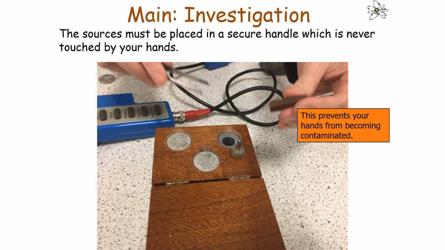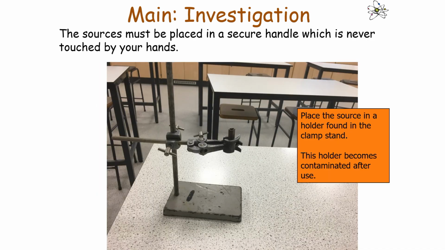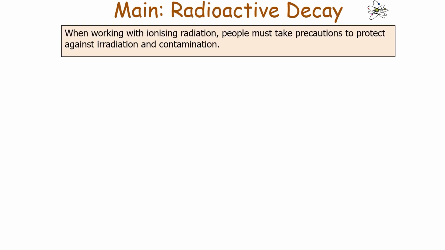So this prevents your hands from becoming contaminated. Now you would always place a source in a holder found in a clamp stand, but it's important that this holder will become contaminated after use. Now when working with ionizing radiation, people must always take precautions to protect against irradiation and contamination.